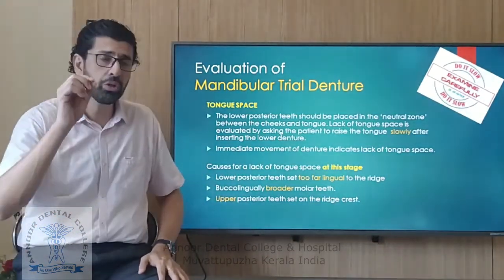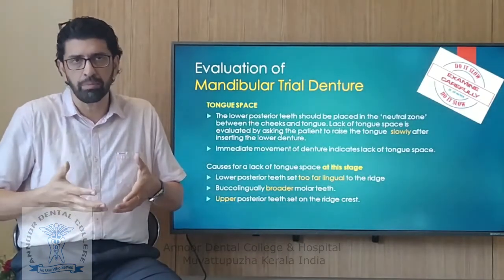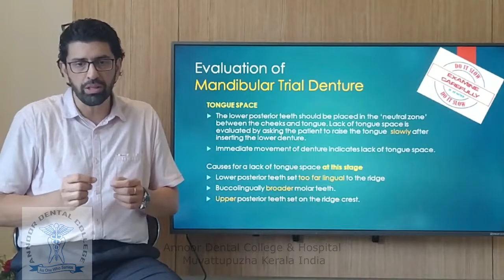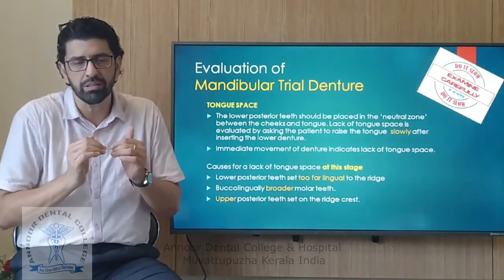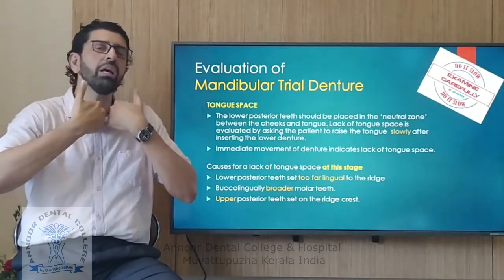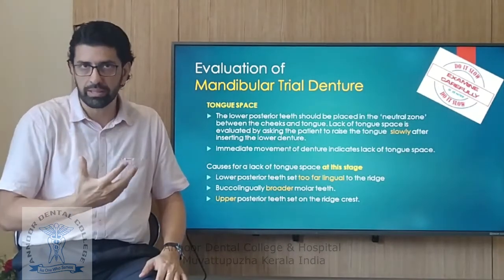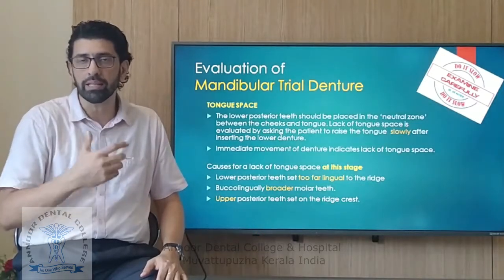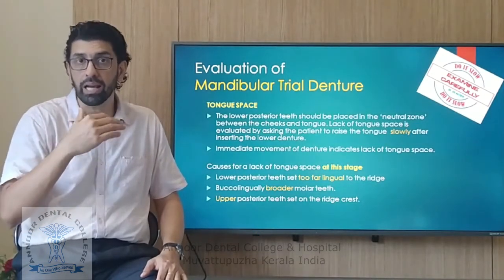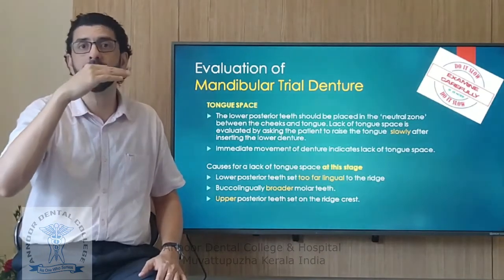Okay. You need to also differentiate. See, when the tongue is rising up, if the movement occurs after the tongue rises to some distance, it's probably because of the overextension. That means in the posterior portion, in the lingual pouch area, if there is an overextension, then you will see that as a rise of the denture after the tongue has risen up to some degree.